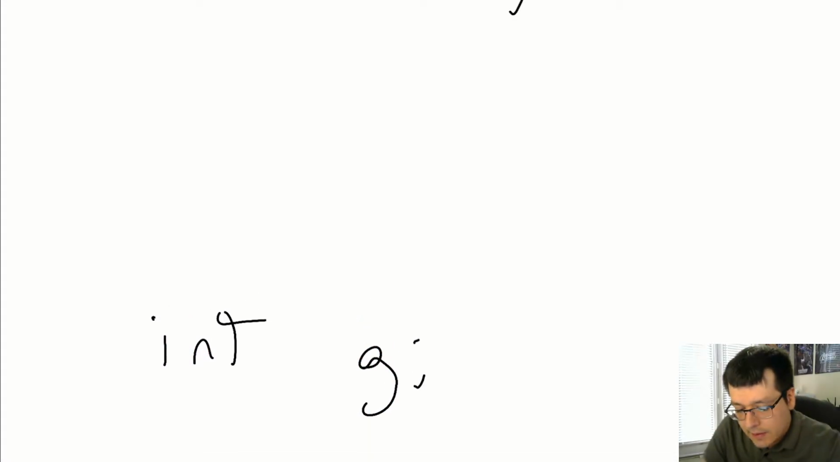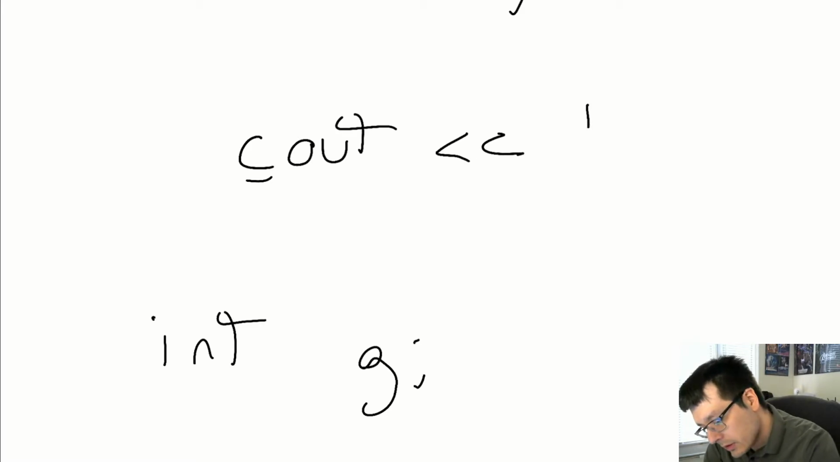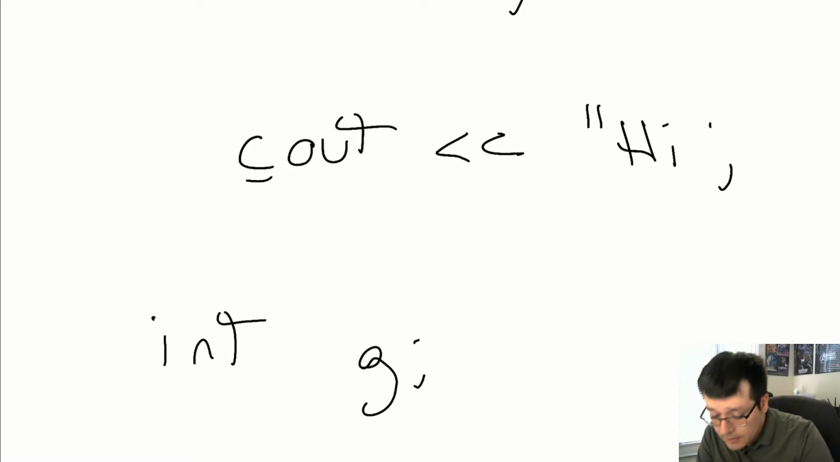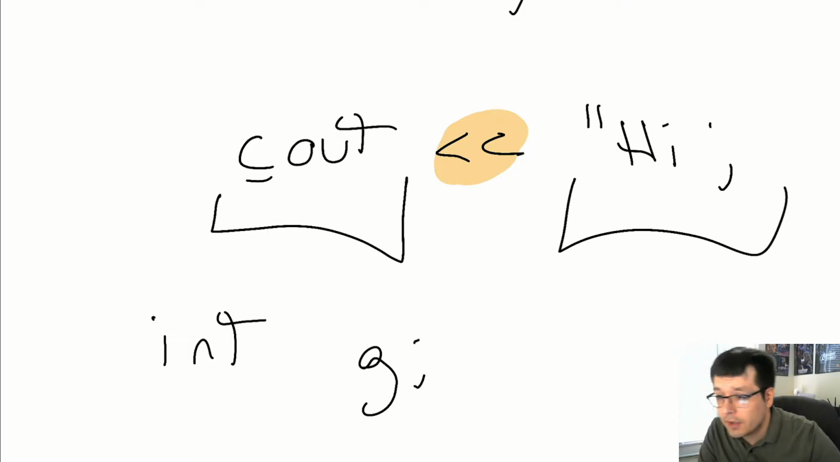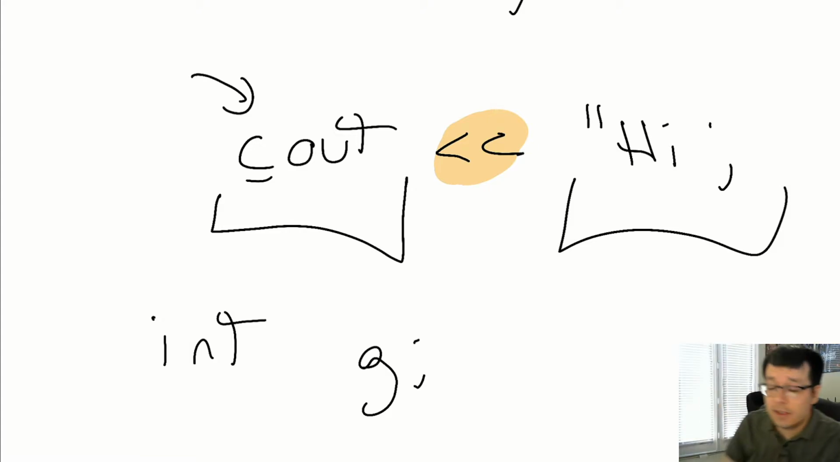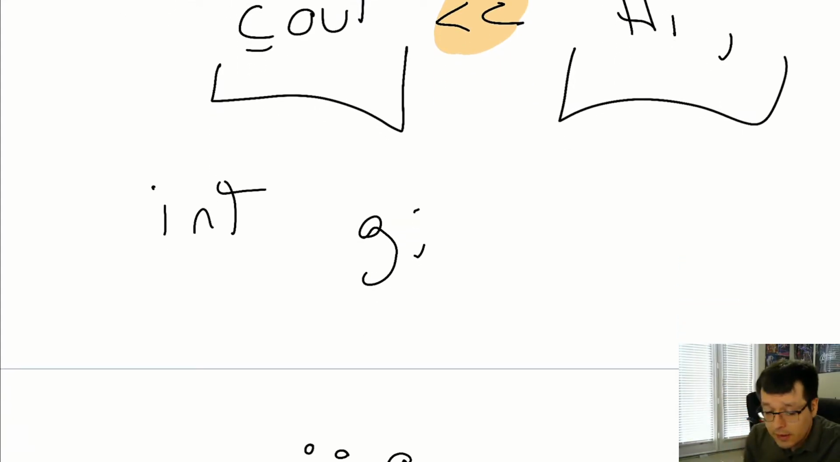If you have a line that's literally like this, cout hi, just like that, then this here is the operator, right? So it's a binary operator because you have something on this side and something on this side. As you can see, this is not any generic variable. It's a very special variable. It is an ostream variable, and that's just something you have to know.